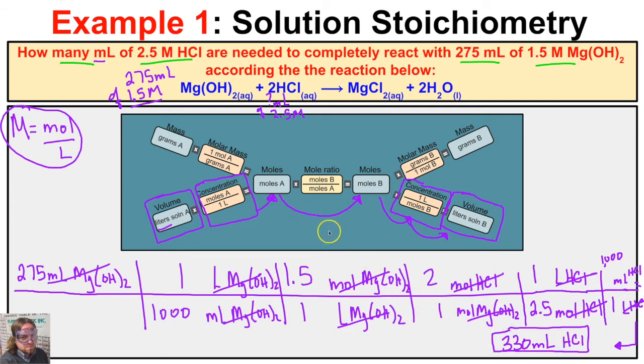So, how many milliliters of 2.5 molar HCl are needed to completely react with 275 milliliters of 1.5 molar magnesium hydroxide? It looks like 330 milliliters of hydrochloric acid will be needed. Let's take a look at another problem.